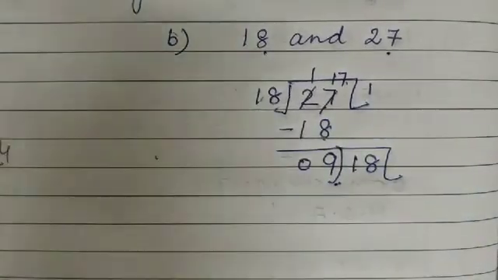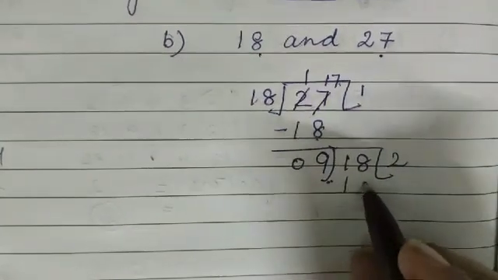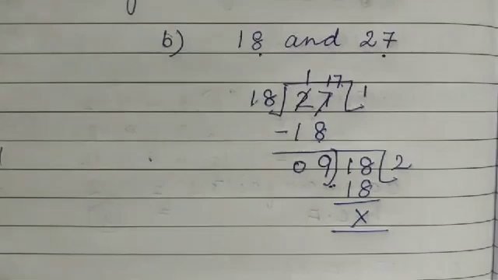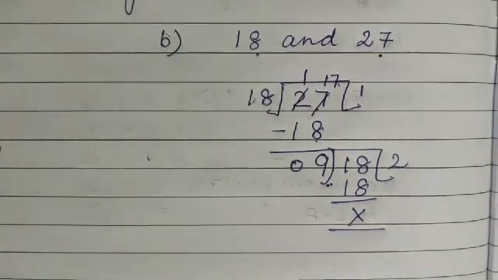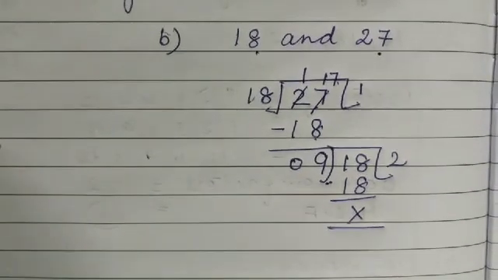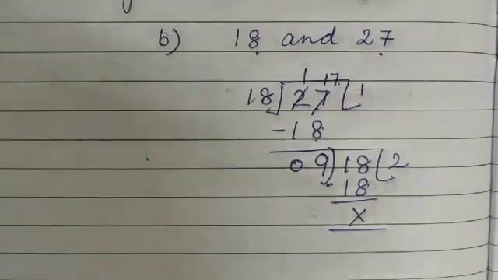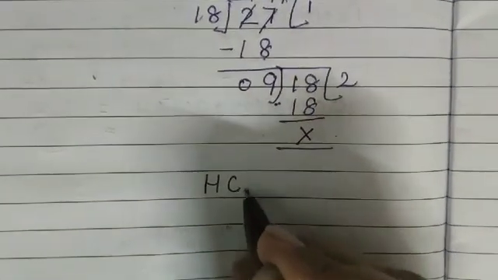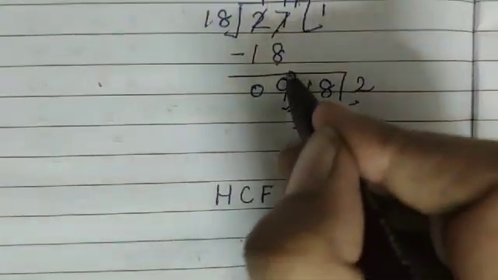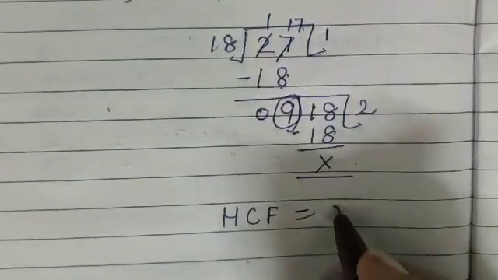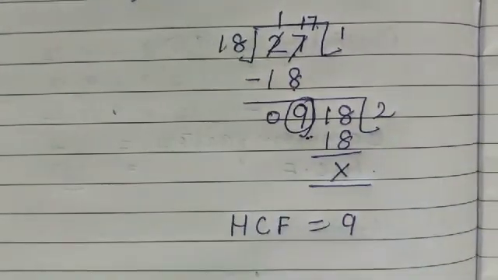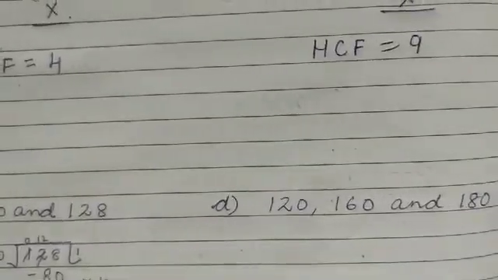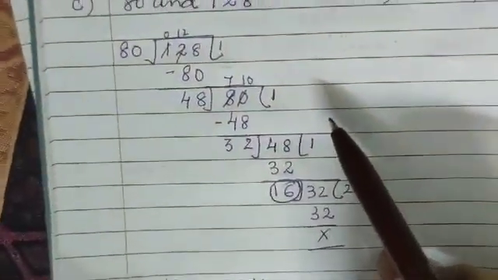18. 9 2s are 18. We have got 0. So now your sum is solved. It means we have to repeat the process till the remainder is 0. Now your HCF will be the last divisor, that is 9.